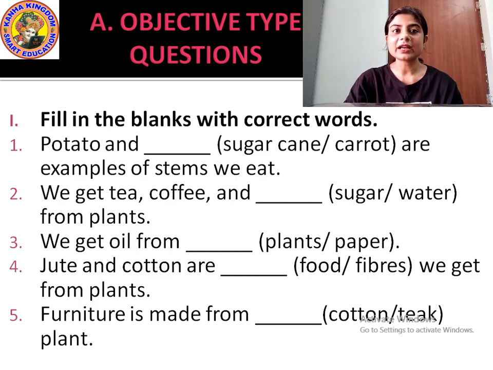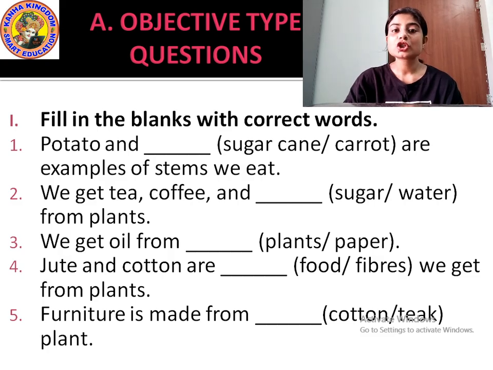Okay. Furniture is made from dash, cotton or teak plant. Which plant furniture is made from? It is made from teak. T-E-A-K, teak plant. Okay. I will repeat the answers once again.